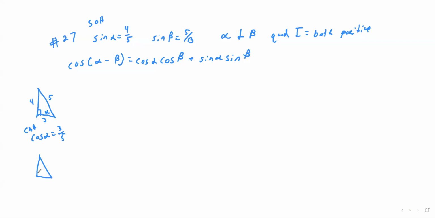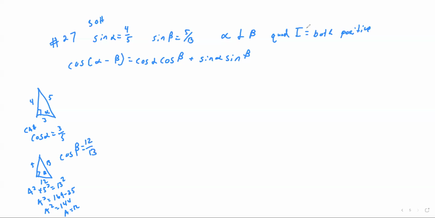Now I've got to do the same thing for beta. And again, it doesn't matter where you put beta, but I see that this is going to be 5 over 13. Do a squared plus b squared equals, oh, my bad. A squared plus 5 squared equals 13 squared. So a squared equals 169 minus 25. So a squared equals 144. So that means a equals 12. So then cosine of beta is, again, adjacent over hypotenuse. So that's going to be 12 over 13.